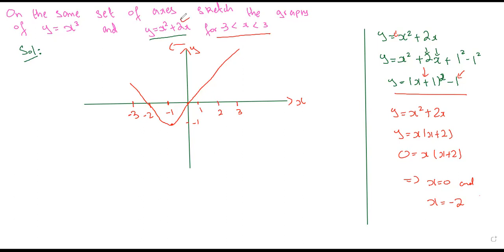Let's talk about this graph now. Y equals x cube. All right, we have just discussed that the graph of such an equation would go on like this, and it would be of this type. So this is for y equals x cube, and this one is for y equals x squared plus 2x. So we are done with the first part. Are you clear with the first part?